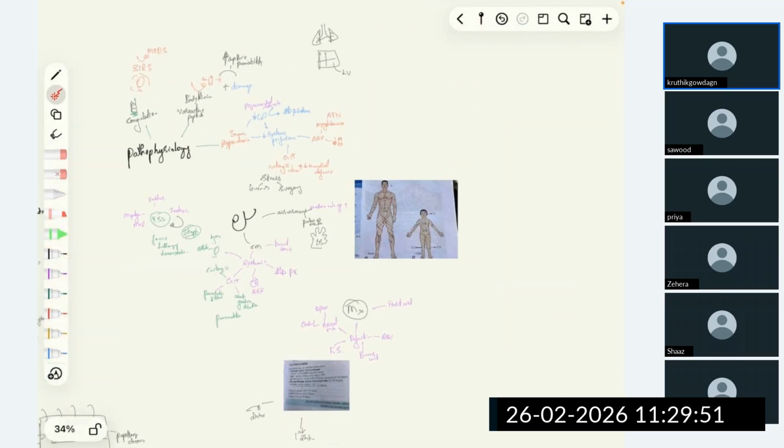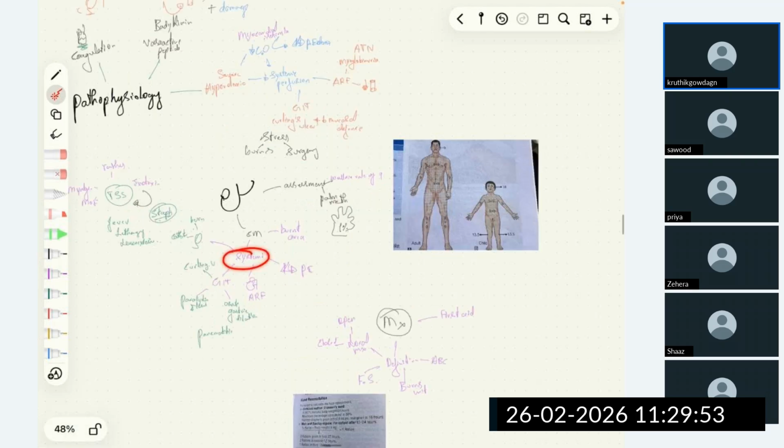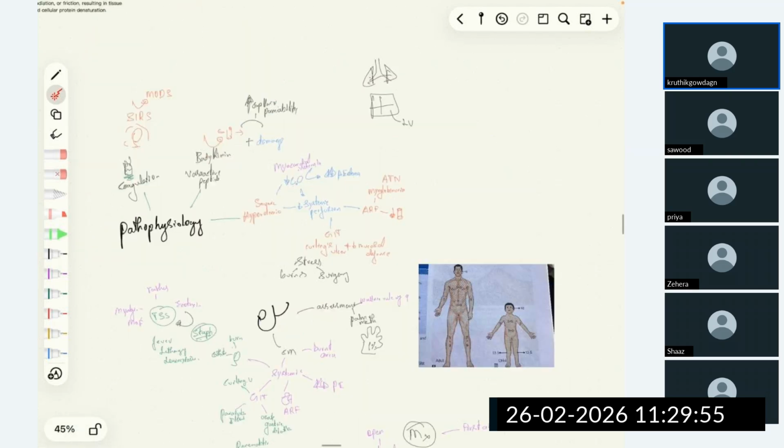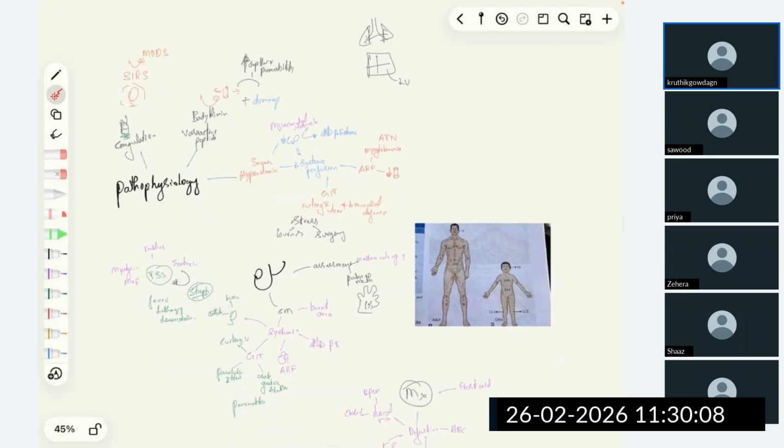What are the systemic manifestations? We already saw here. Reduced cardiac output leading on to pulmonary edema, leading on to acute onset of breathlessness, and also features of acute renal failure like extravascular fluid expansion, hyperkalemia, and then acidosis, and also uremia and associated symptoms.